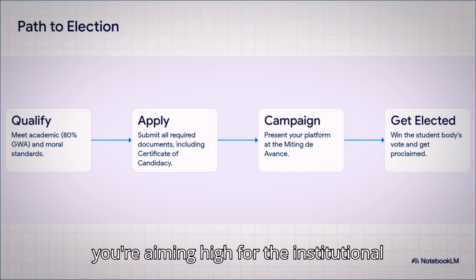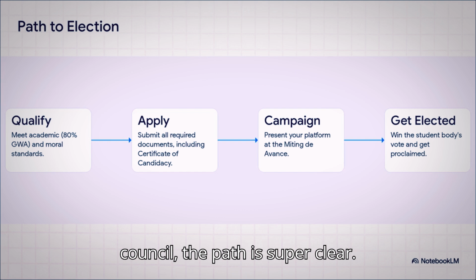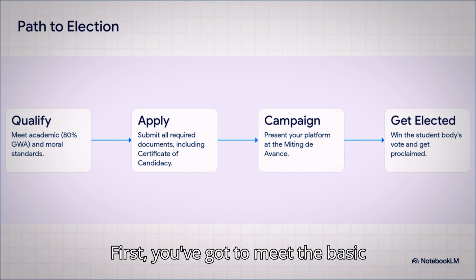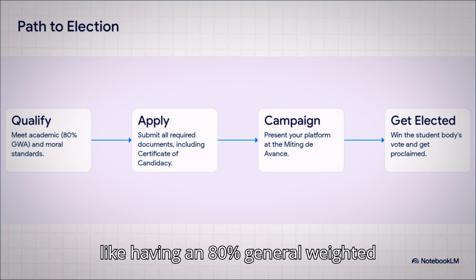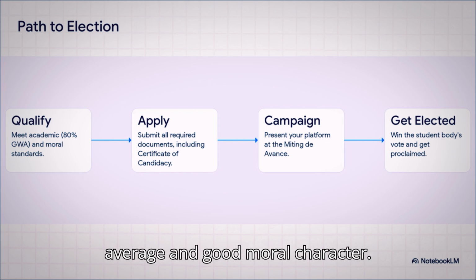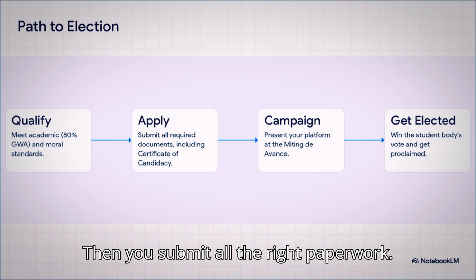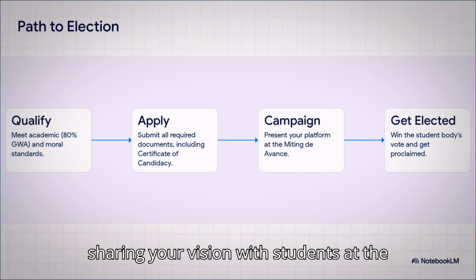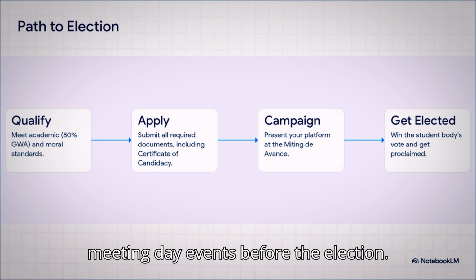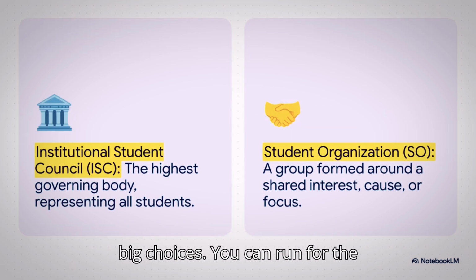If you're aiming high for the Institutional Student Council, the path is super clear. First, you've got to meet the basic qualifications, like having an 80% general weighted average and good moral character. Then, you submit all the right paperwork. And finally, you get out there and campaign, sharing your vision with students at the meeting day avance before the election. So those are your two big choices.